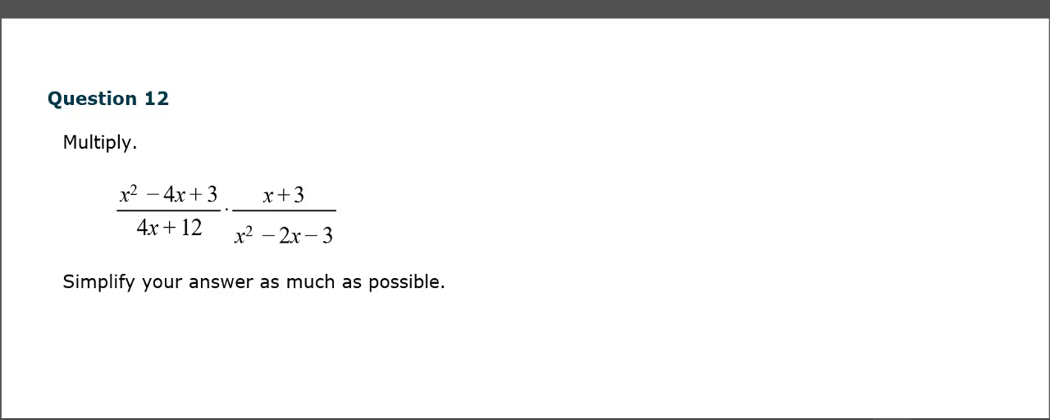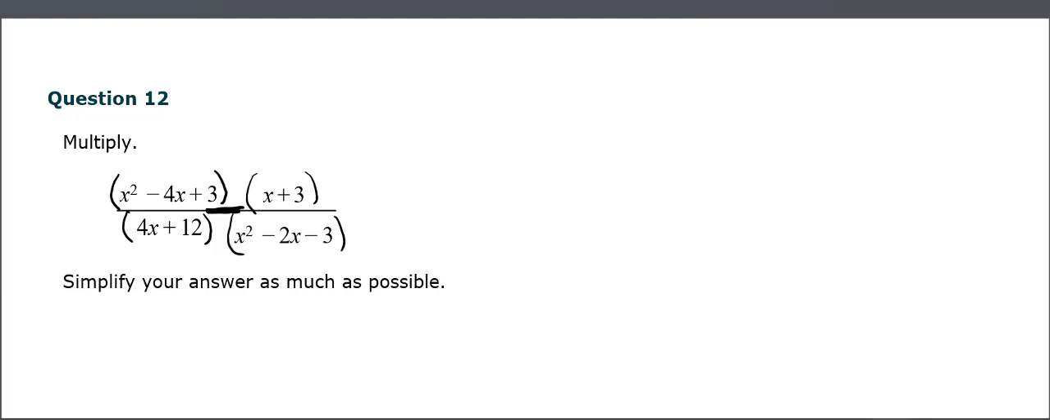Let's look at another multiplication problem. I'm going to go ahead and put these in parentheses again to remind myself they may need to be factored and that they belong together and can't be reduced individually. Now again, since it's multiplication, I can think of it as just being one large fraction. So I have x squared minus 4x plus 3 in the numerator along with x plus 3. And in my denominator, I have 4x plus 12 and x squared minus 2x minus 3.